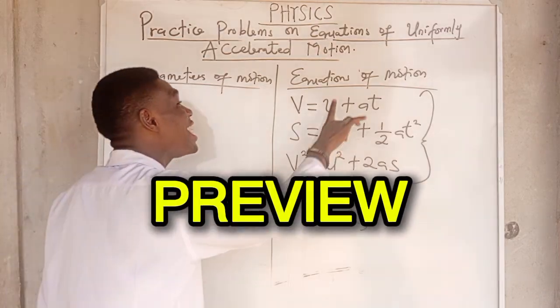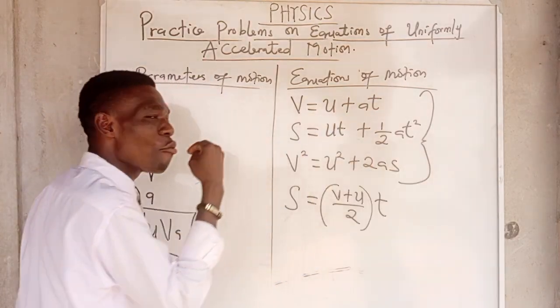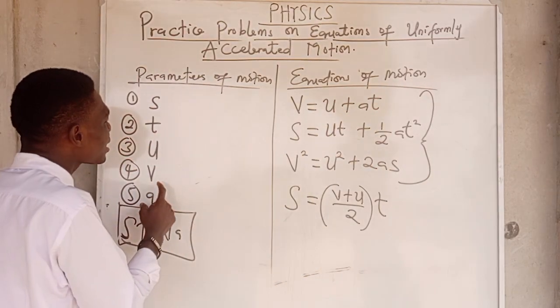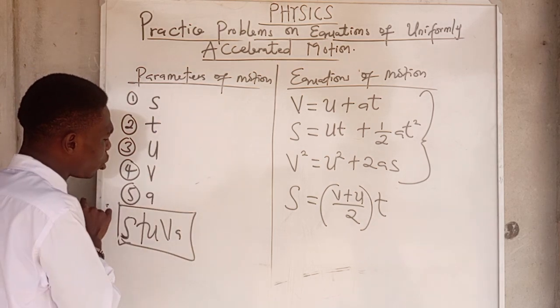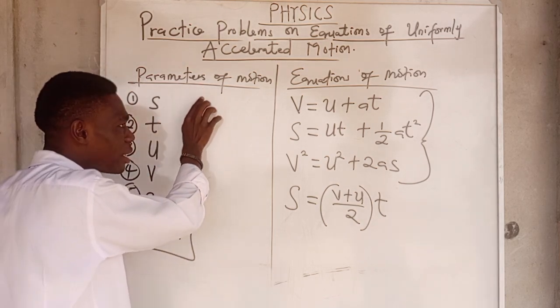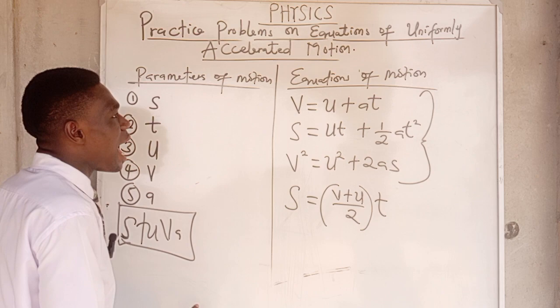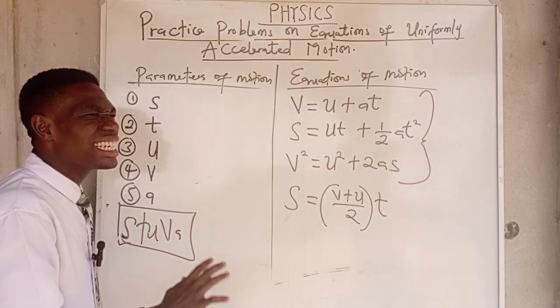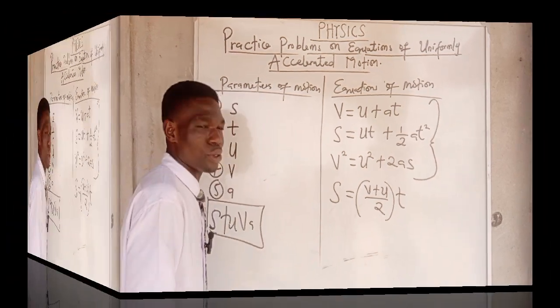In other words, each equation of motion has only 4 out of 5 of the parameters of motion. And so this is the secret that you just need to know.